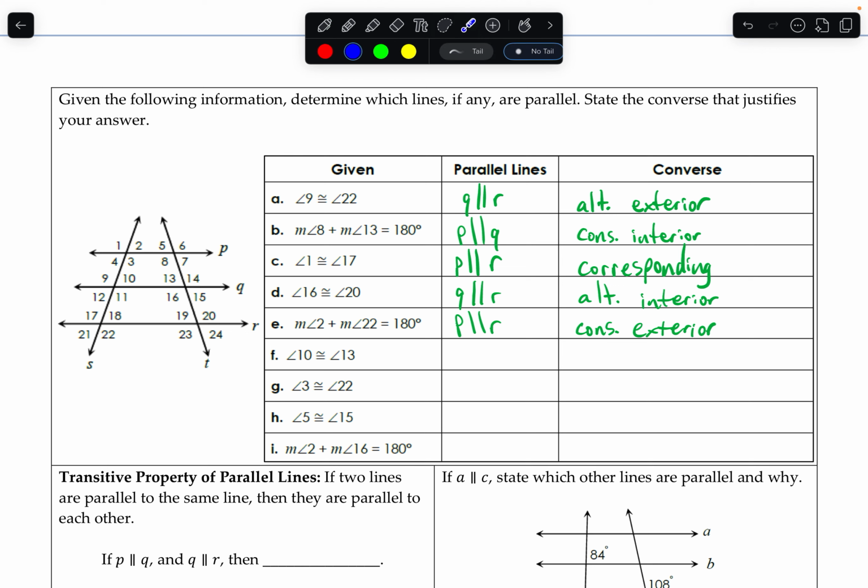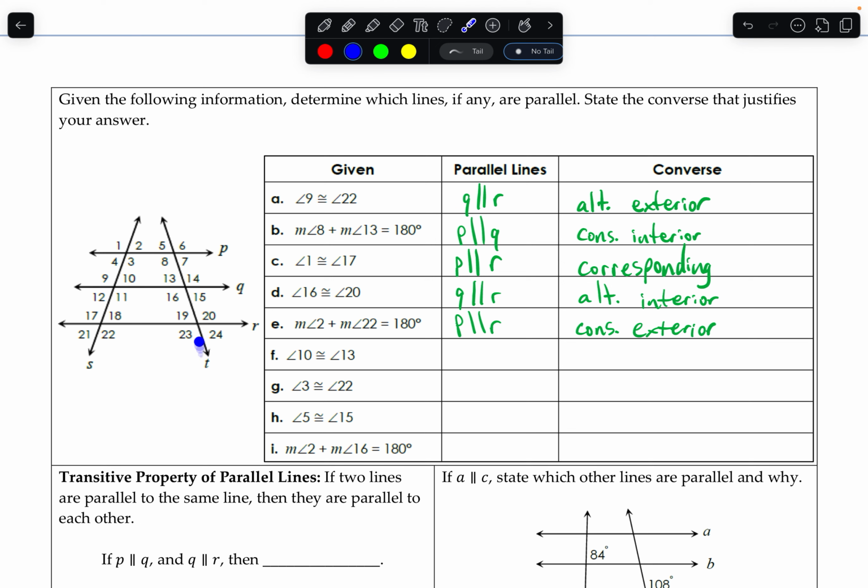10 and 13. 13's here, 10 is here. It says that those are congruent. Now, 10 and 13 actually do have a relationship with each other. They are on a transversal Q, and Q is intersecting lines S and T. Now, it turns out, if you were to turn the page 90 degrees, it might be easier to see this, but these are consecutive interior angles.